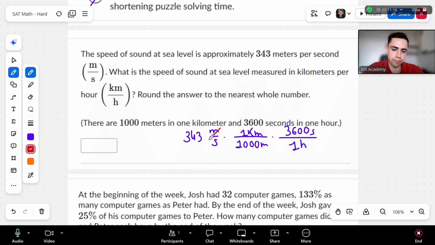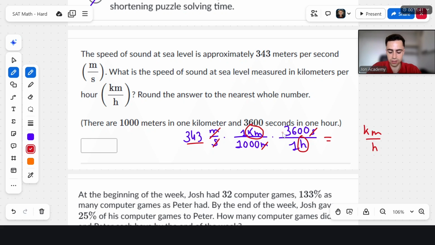And what happens? Meters get cancelled with meters here. Seconds get cancelled with seconds here. The result is now gonna be in kilometers per hour, no? The two units we have here and here. And we have to multiply this number times 3,600 and divide by 1,000. So let's do that on the calculator, no? So 343 times 3,600 divided by 1,000.